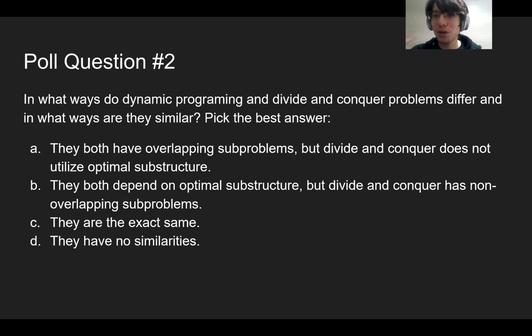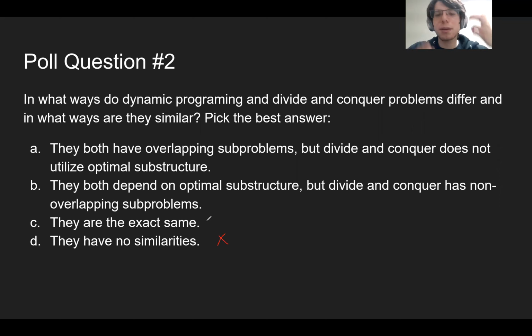Okay, we can try and answer it, and you can pause if you want, we can go over it now. So let's start from the bottom. Let's start from D. They have no similarities. That's not true, right? There are similarities. So no, not quite. There's the exact same, and they're not the exact same, right?